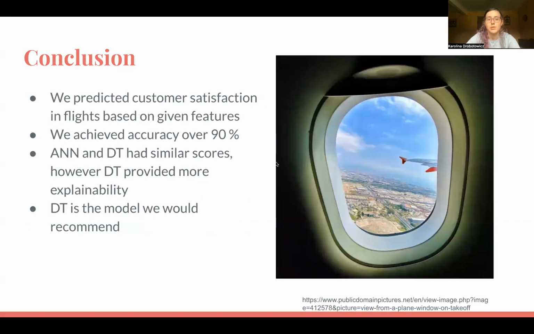To conclude, we predicted customer satisfaction in flights based on given features. We achieved accuracy over 90%. Artificial neural network and decision trees had similar scores. However, decision trees provided more explainability. Therefore, decision trees is the model that we would recommend.